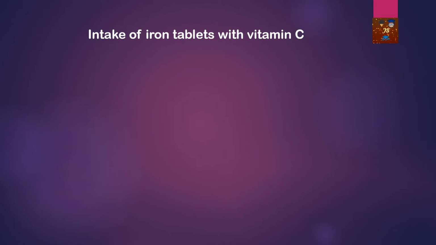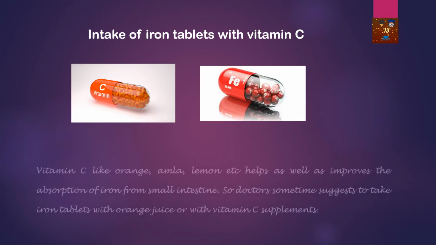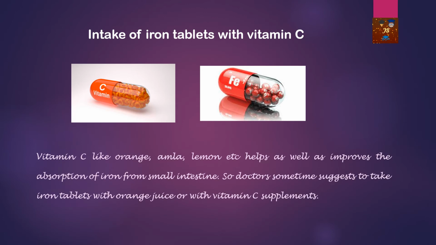Next, intake of iron tablets with vitamin C. Vitamin C helps and improves the absorption of iron from the small intestine. So doctors prescribe that if we take the tablet with some vitamin C, like orange juice, amla or lemon juice, then it acts better.